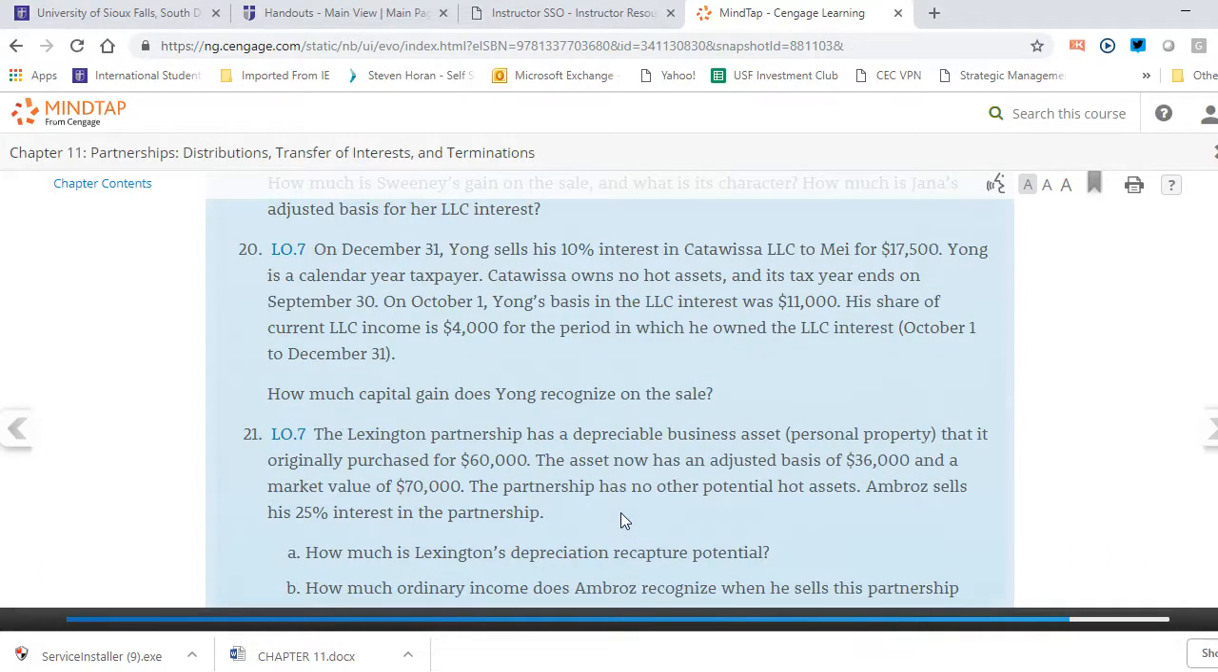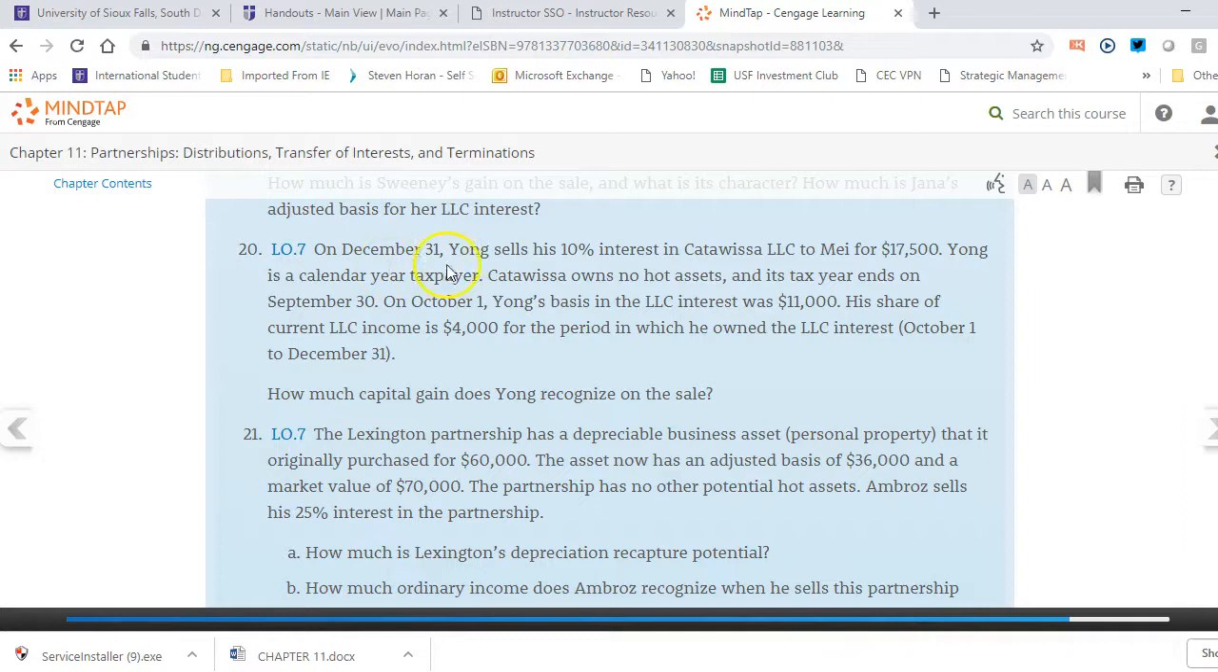Okay, take a look at question 20. Question 20 is about Yong. December 31, Yong sells his 10% interest in Catawissa LLC to Mai. I'm not sure how you say that. We'll just go with Mai for $117,500.